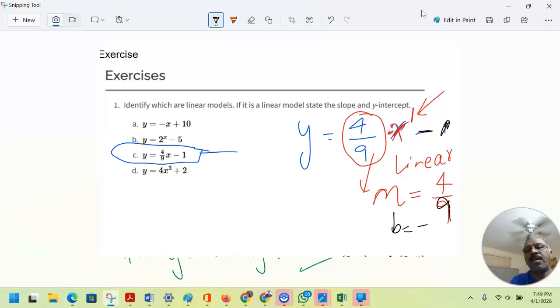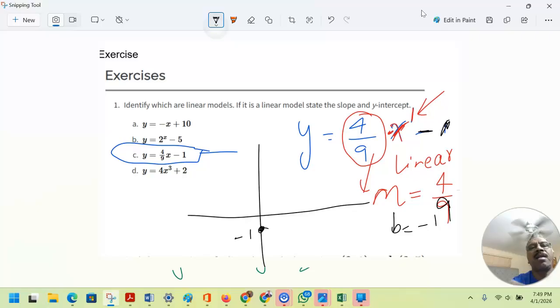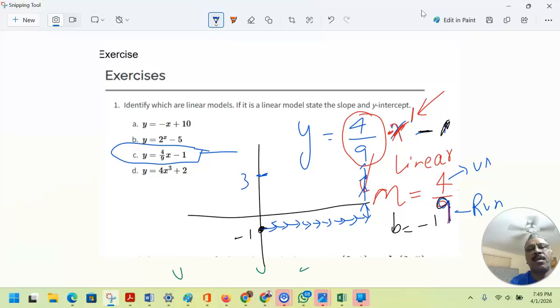If you really want to graph this, you can. It starts at minus 1 here. For every 9 run, so that means a run of 9 to the right, you go 4 up. You count 1, 2, 3, 4, 5, 6, 7, 8, and 9 run, and then go 4 up: 1, 2, 3, and 4. You see? So you get a point, and you get a line here. So this would be your line.